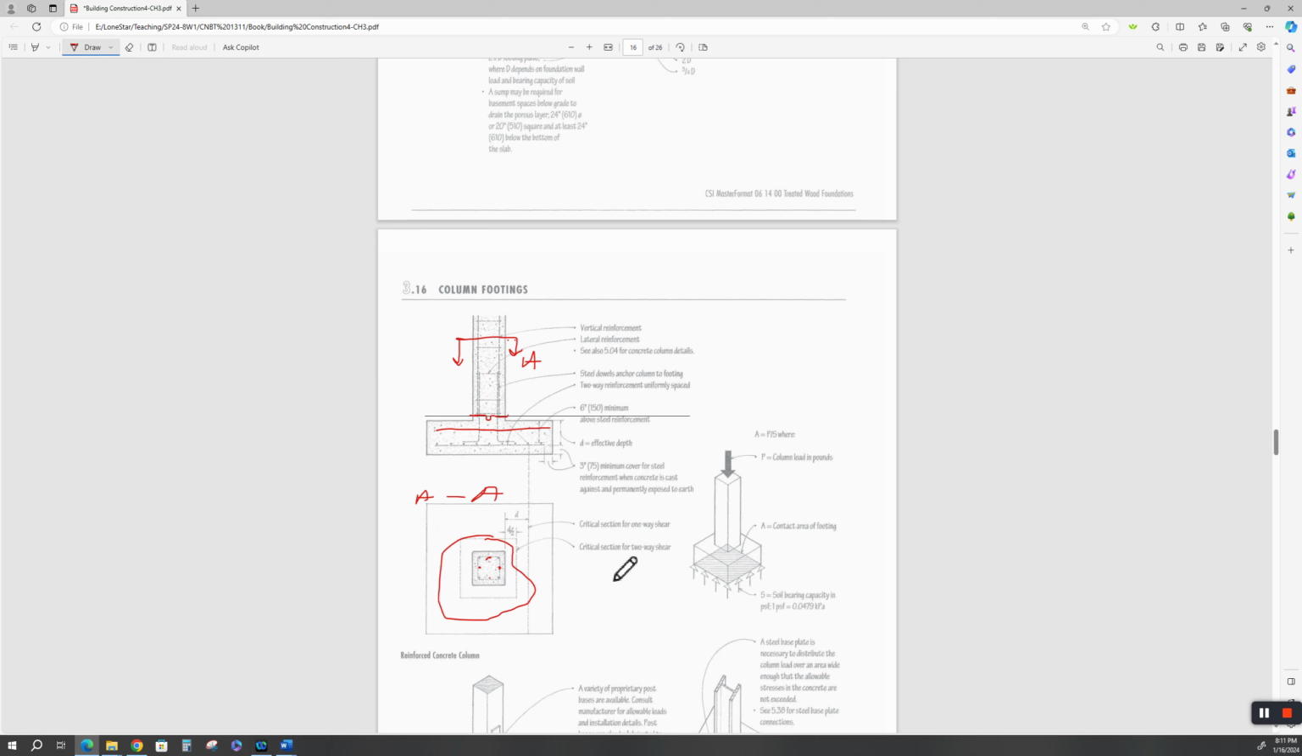The area is the contact area. So P is the column load in pounds, or kips. And A, the area, is P over S. S is your soil bearing capacity. All right.